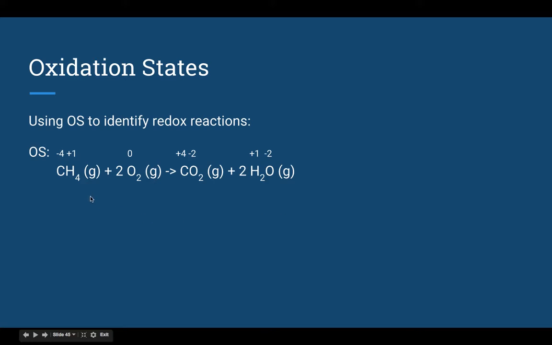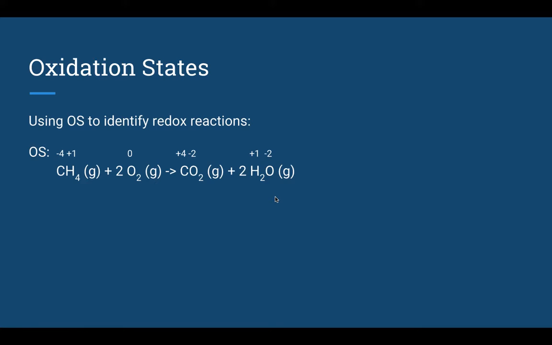And so you can see here, hydrogen is not changing oxidation state. It's +1 on the left side, it's +1 on the right. But if we look at oxygen, oxygen as an elemental substance has an oxidation state of 0, and over here it has an oxidation state of -2. So we say that oxygen is getting reduced, because it is gaining electrons. And we say it's getting reduced.